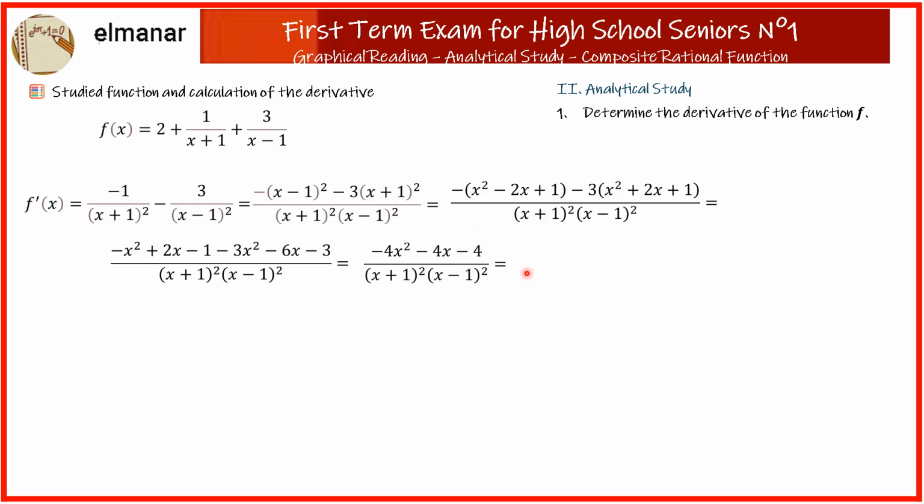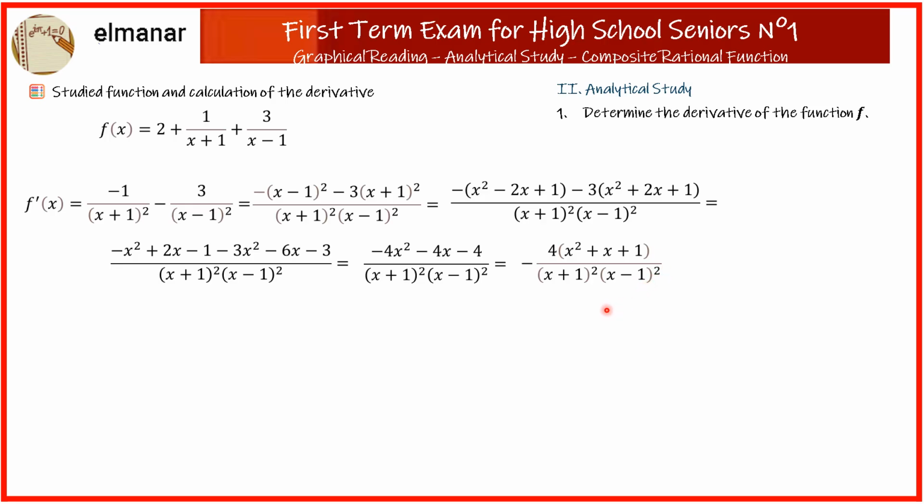Final expression of the derivative. The derivative of f can now be written as -4 multiplied by (x² + x + 1), all divided by (x+1)² times (x-1)².